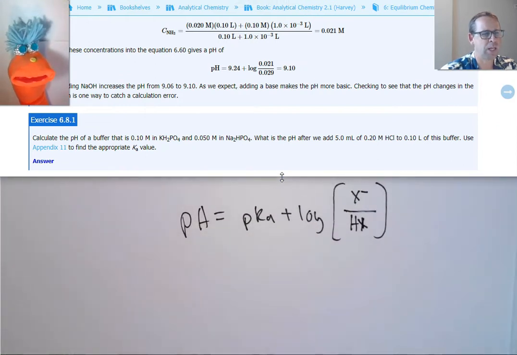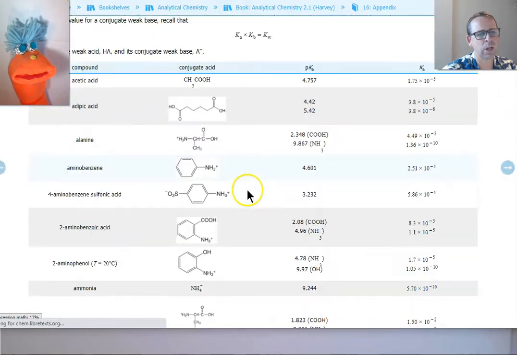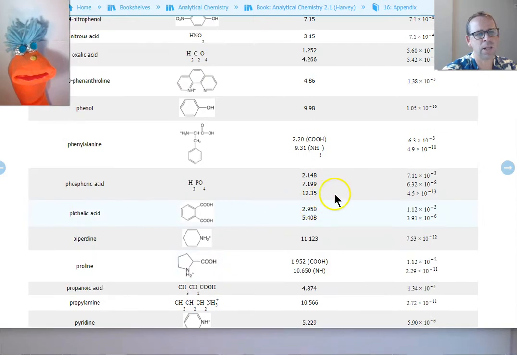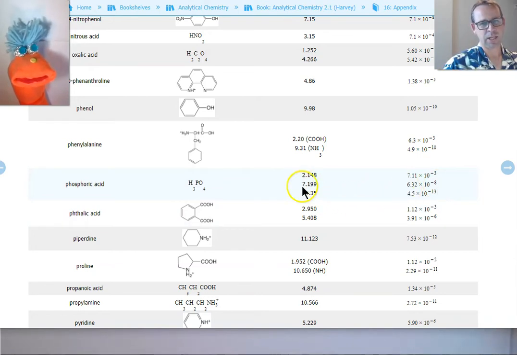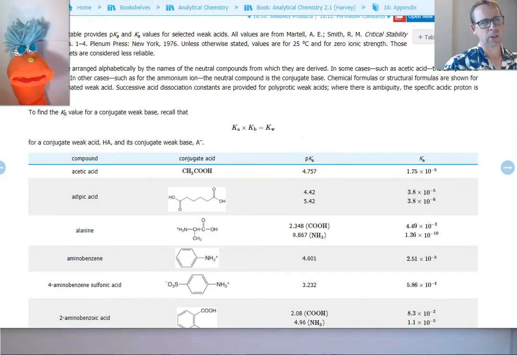Yeah, that's right. The pH is going to be the pKa of our acid. Which one is our acid? We got H2PO4 and HPO4, so it must be the H2PO4. Very good. So let's go here to our appendix 11 and see if we can find it for the H2PO4. That's phosphoric acid, so I'm going to go down to phosphoric acid here. There it is. And then go to H2. So the second one here is 6.32 times 10 to the minus 8th. And look, it even gives us our pKa of 7.199. See, this column is the pKa. So the pKa is 7.199.